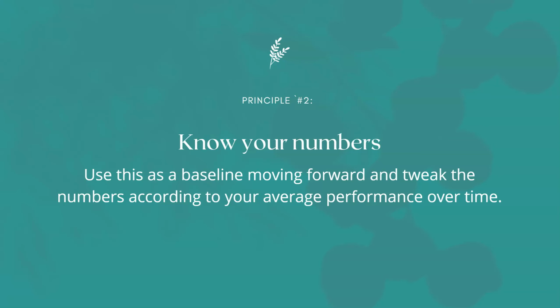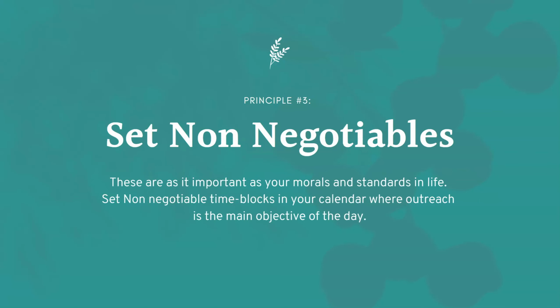This takes us to principle number 2. Know your numbers. Use this as a baseline moving forward and tweak the numbers according to your average performance over time. I also want you to set non-negotiables. This is crucial. These are as important as your morals and standards in life. Listen, the average human being, which I assume you are, you have morals, you have standards. You will most likely never intentionally hurt someone innocent. That's just a moral, a standard, a boundary that you believe in. Now, these non-negotiables are the same.